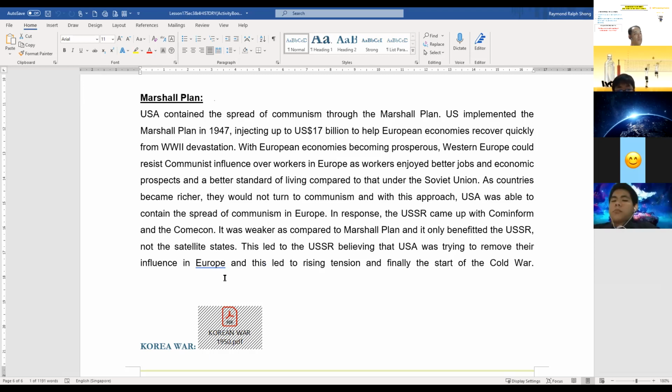In response, the USSR came out with the Cominform and the Comecon. It was weaker as compared to the Marshall Plan, and it only benefited the USSR, not the satellite states. This led to the USSR believing that USA was trying to remove their influence in Europe, and this led to the rising tensions and finally the start of the Cold War. Okay, thank you so much.